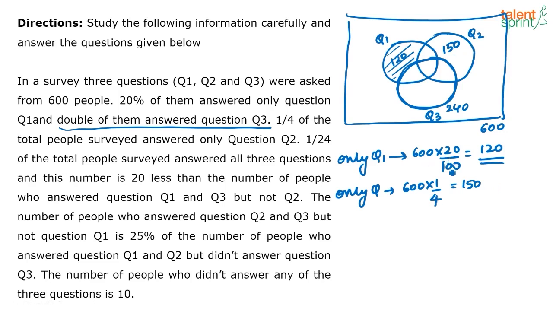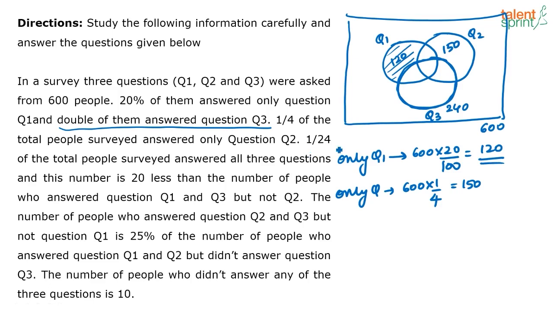Similarly, 600 into 20 by 100, you know what that is. Write it directly. See, 10% of 600 is 60, 20% is 120. You should be able to write it directly. Don't waste time writing these steps.